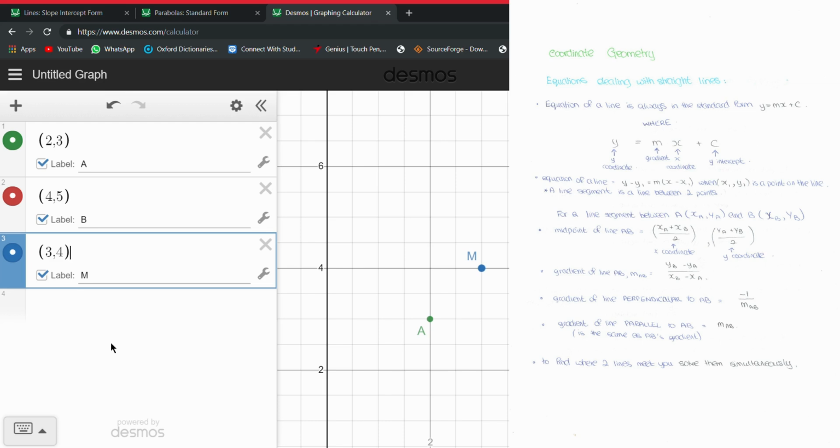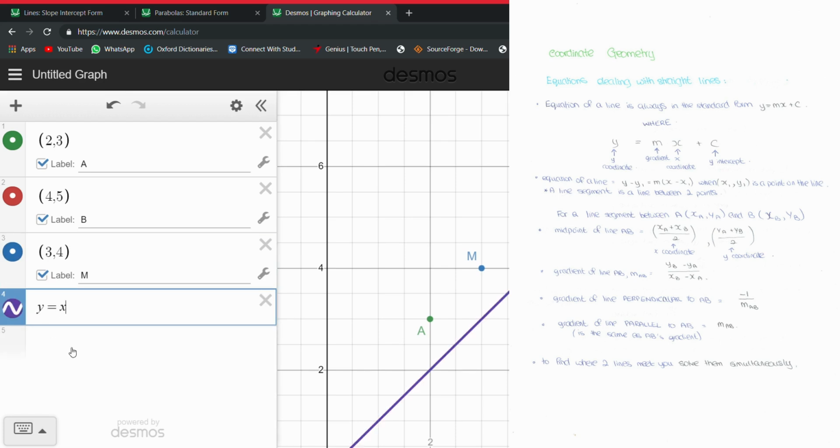So if we put the equation y is equal to x plus 1 here, you see it passes through all of these points. So we did a good job. Hooray! Oh, I'm rambling so much. I'm over time.